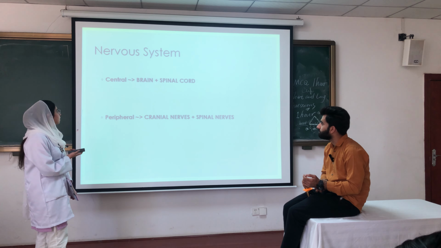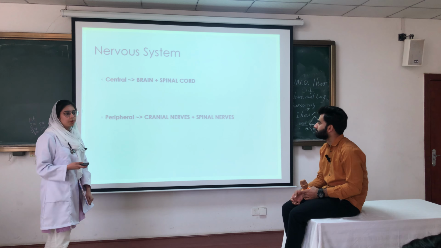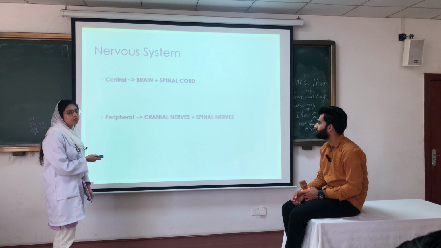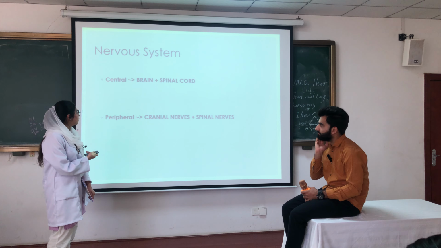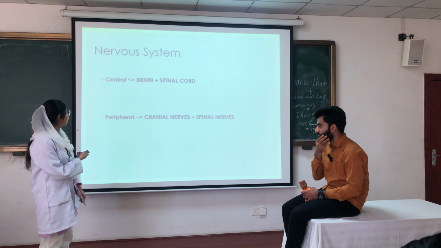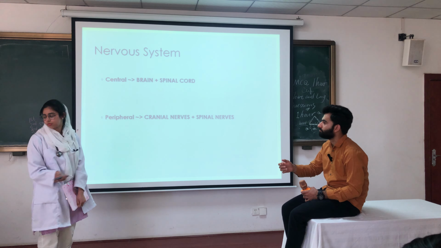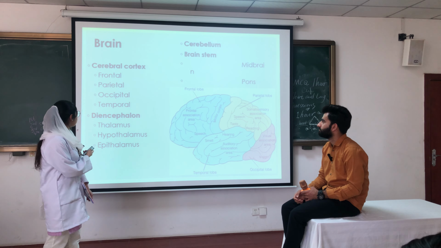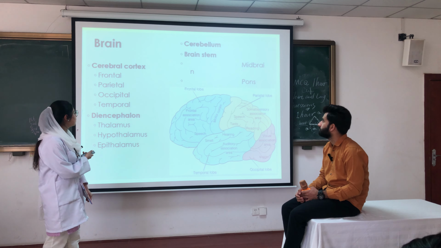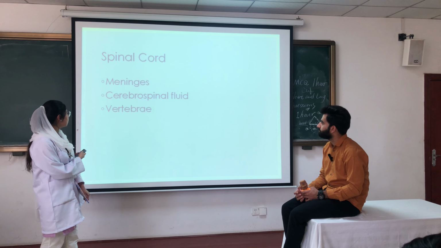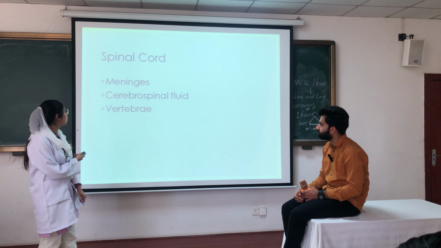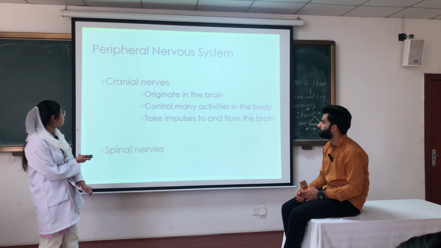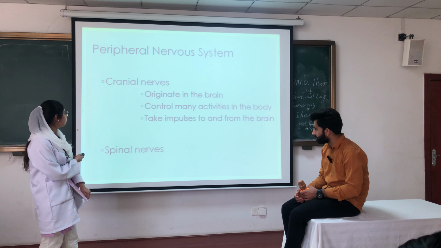The nervous system consists of two parts, central and peripheral. Central consists of brain plus spinal cord, while peripheral consists of cranial nerves and spinal nerves. The brain consists of cerebral cortex, diencephalon, cerebellum, and brainstem. The spinal cord consists of meninges, cerebrospinal fluid, and vertebra. The peripheral nervous system consists of cranial nerves and spinal nerves.